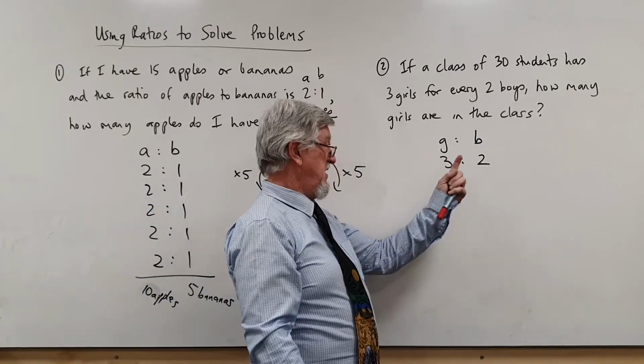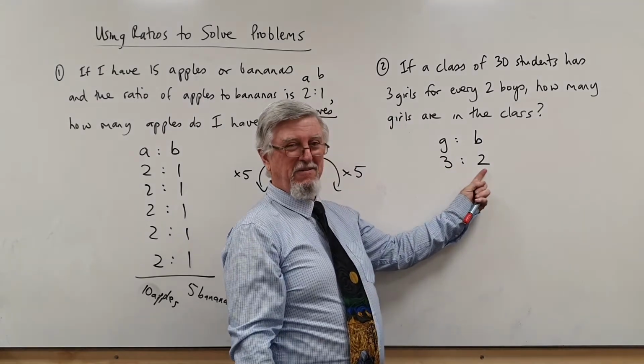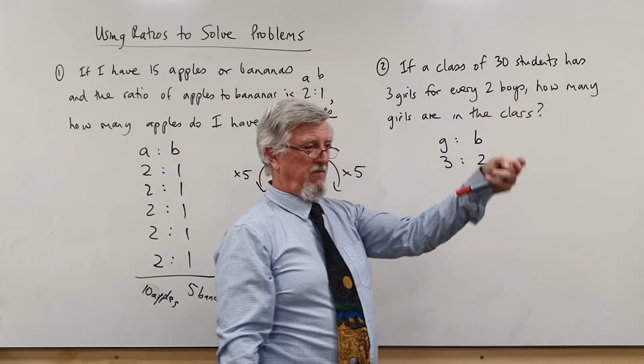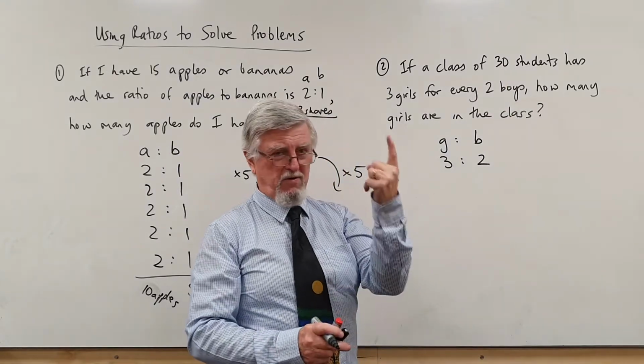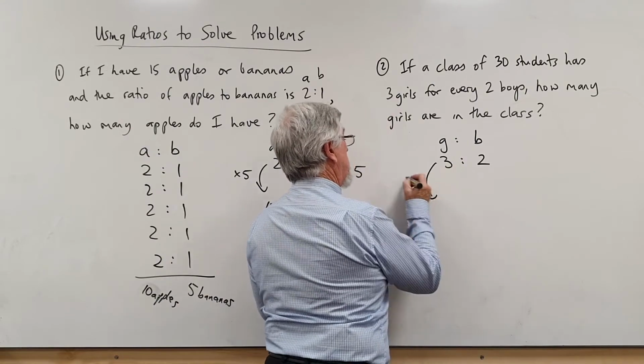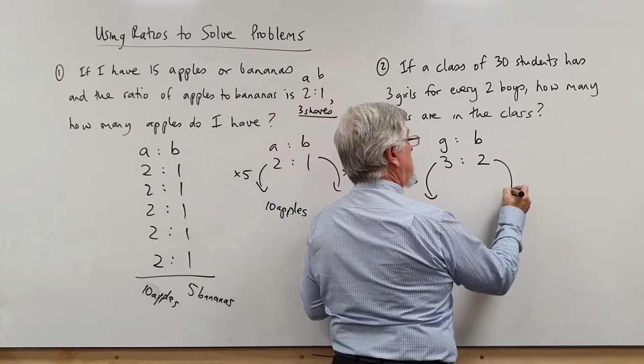The short way is 3 plus 2 is 5. And 5 into 30. 5, 10, 15, 20, 25, 30. So that goes in 6 times. So I'm going to get 6 lots of those, and I've got 6 lots of those.